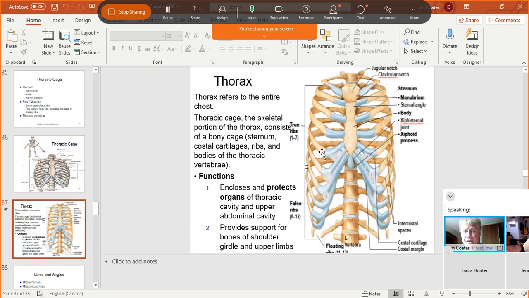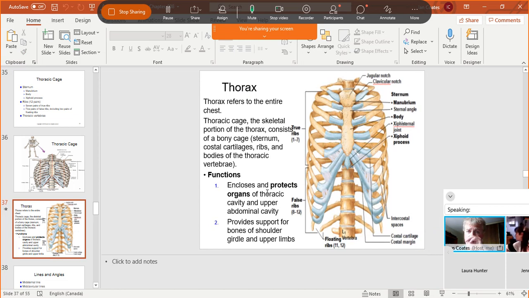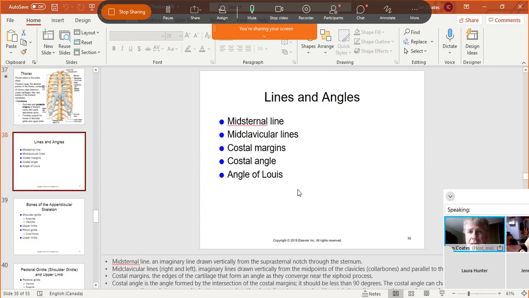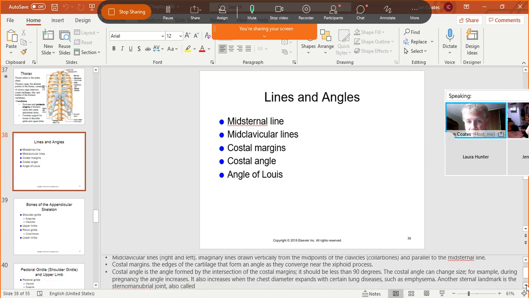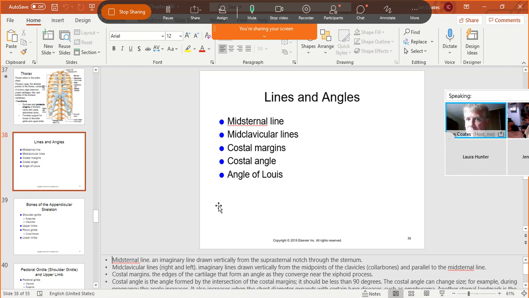Just another shot here of the same thing. You guys can read all this, all the protection and this and that, but it's the same thing as what we just saw, just a different shot. What we've got here are lines and angles. You've got a mid-sternal line, mid-clavicle. Clavicle, that's your collarbone. Costal margins, costal angle, angle of Louis. Have a look at these. Read through these if you get a chance. They're all here in the PowerPoint, and they're in your book as well. I may ask one. I wouldn't ask them all.